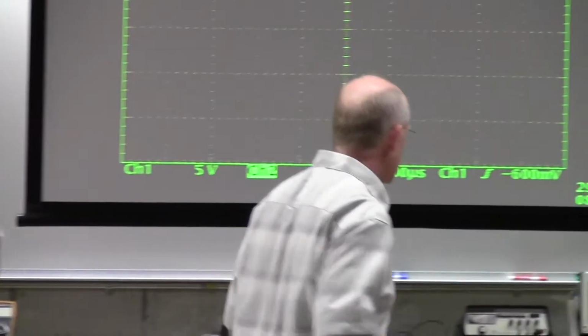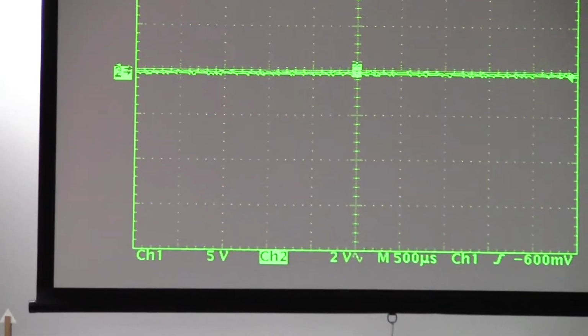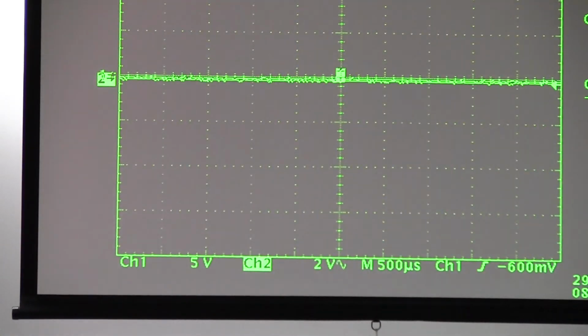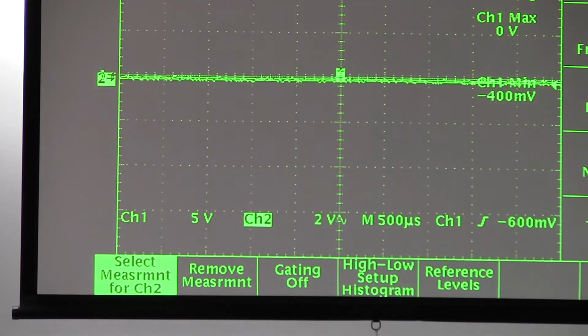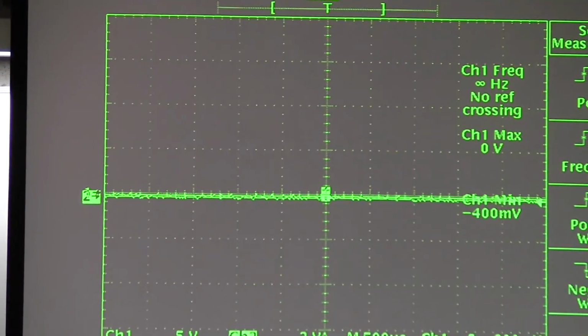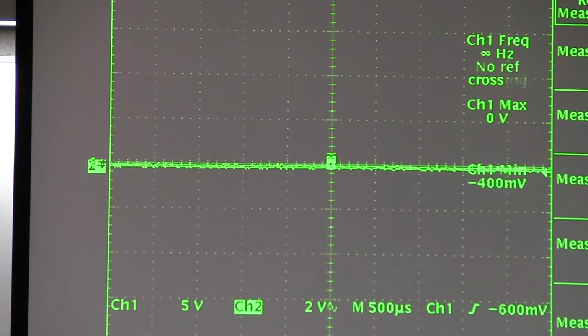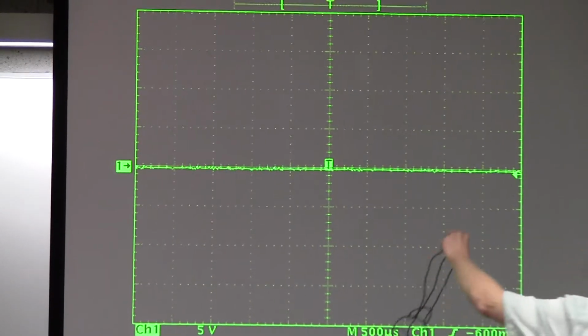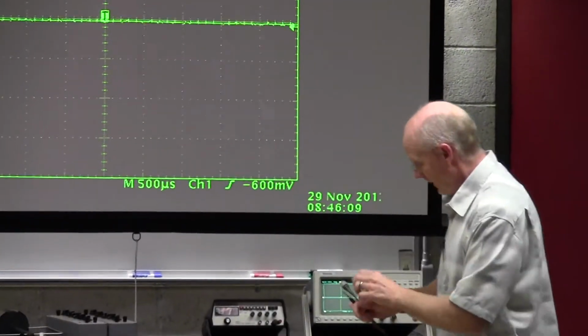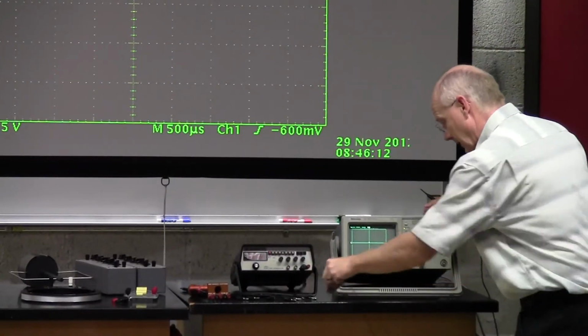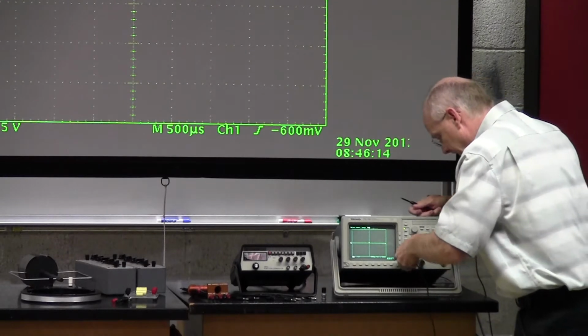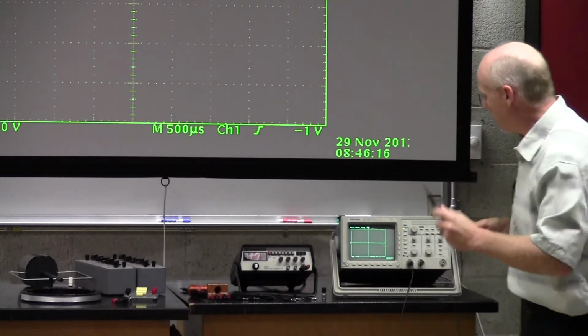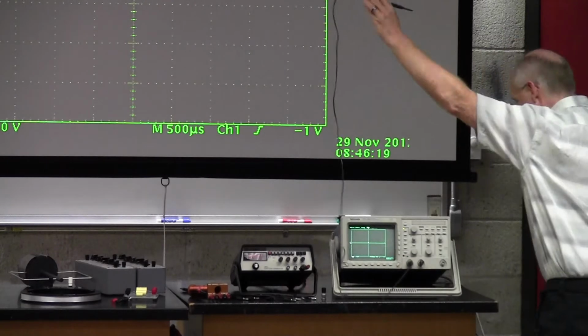The reason I brought this oscilloscope out here was to show you, let's just clear some of the measurements on here, and let's turn off channel 2, and to show you this. So here I have a little probe. The probe is here so that I can plug it in and take a look at the voltage.